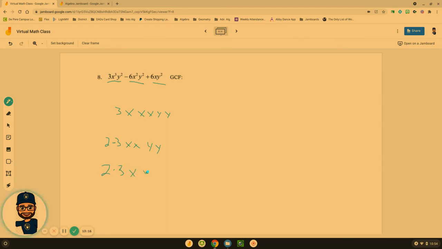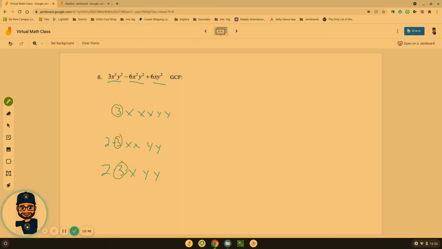And then 6 is 2 times 3, 1 x and 2 y's. So now when we're finding the greatest common factor, we need to make sure all 3 of them have the exact same information. Not all of them have a 2. This one doesn't have a 2. This one has a 3, this one has a 3, and this one has a 3.